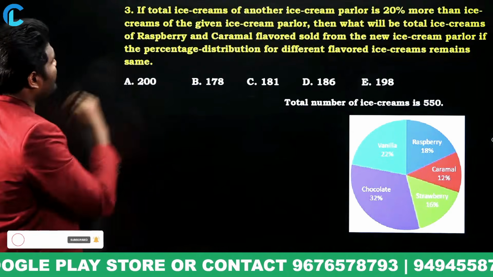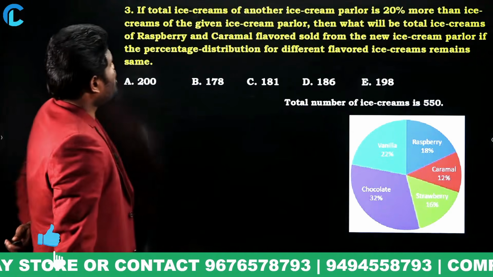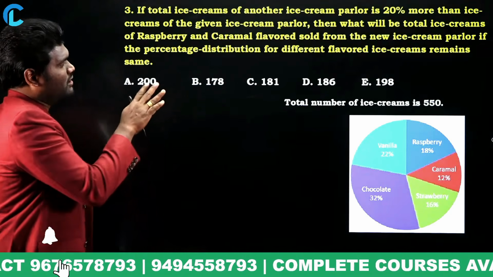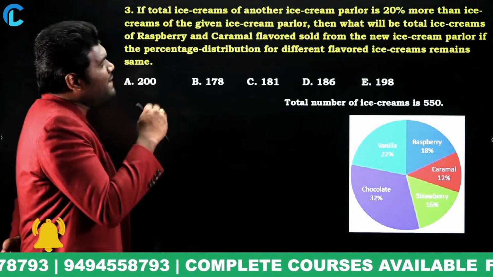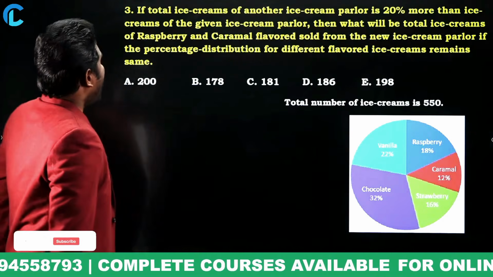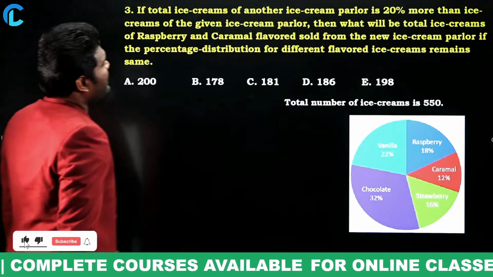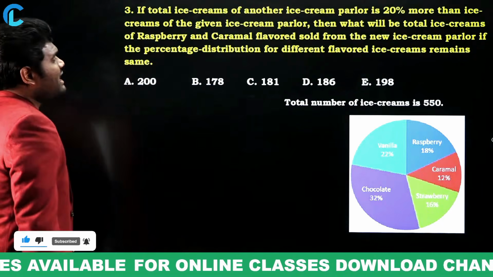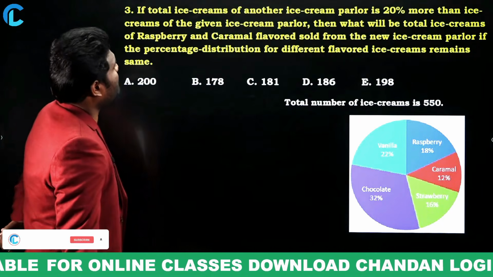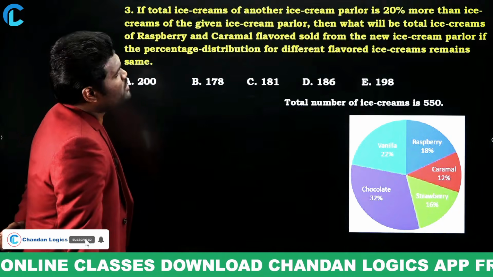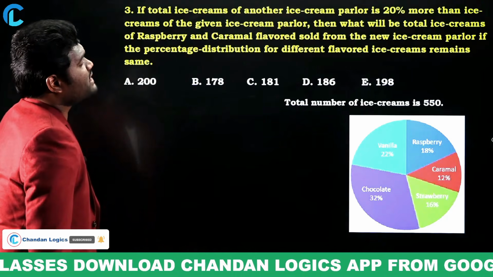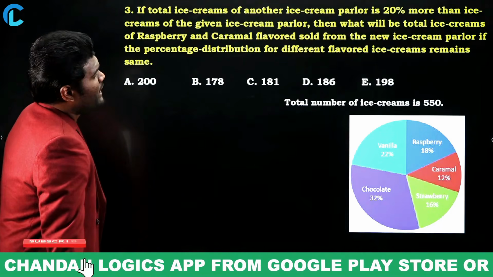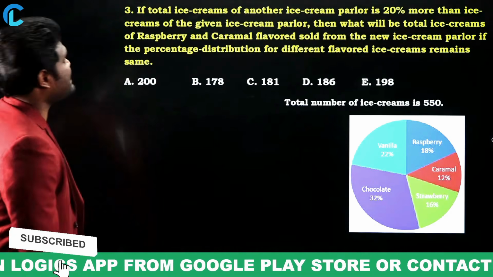Very, very simple. Look at this question. If the total ice creams of another ice cream parlor is 20% more than the ice creams of the given ice cream parlor, then what will be the total ice creams of raspberry and caramel flavored sold from the new ice cream parlor if the percentage distribution for different flavored ice cream remains the same?